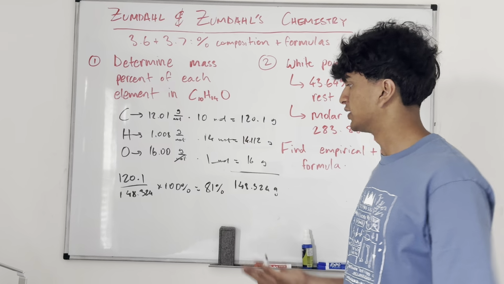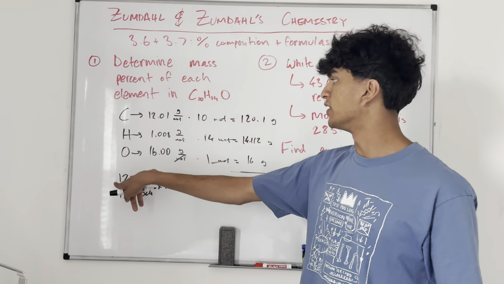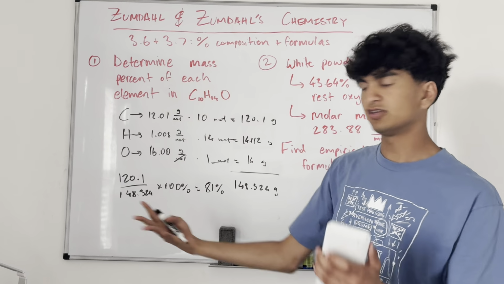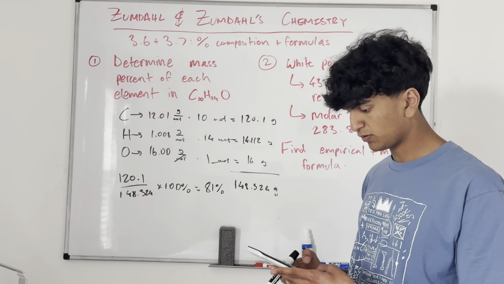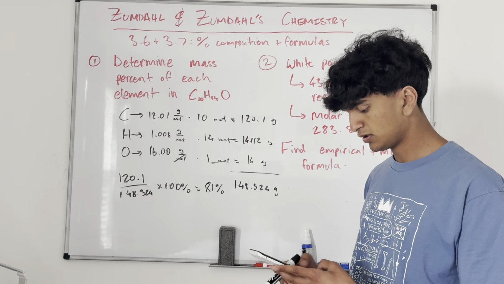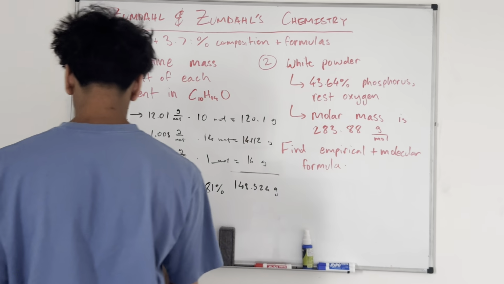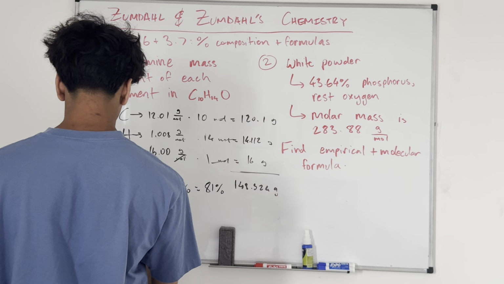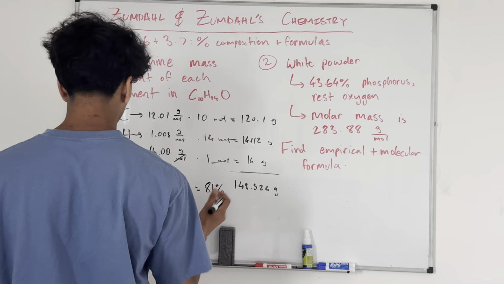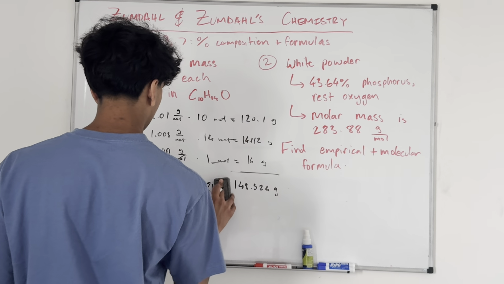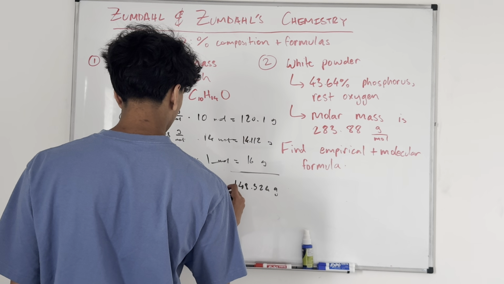This is hopefully pretty intuitive. I can change this out for all of my elements. So instead of the 120.1 for carbon, if I want to find hydrogen's mass percent, I would just do 14.112 divided by 148.324. So this should be about 9.5%. I guess I should use a decimal. Okay, so I'm going to make this 80.97. You're going to see why in a second.